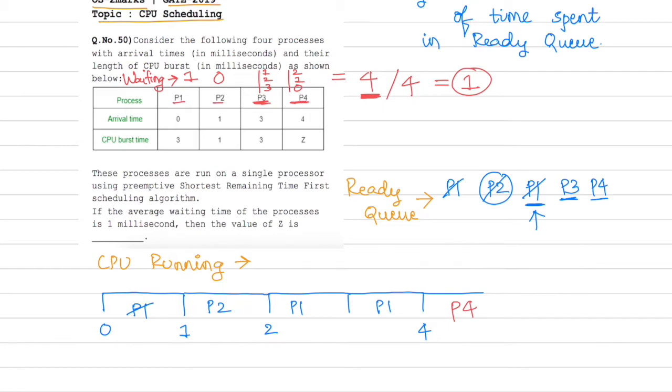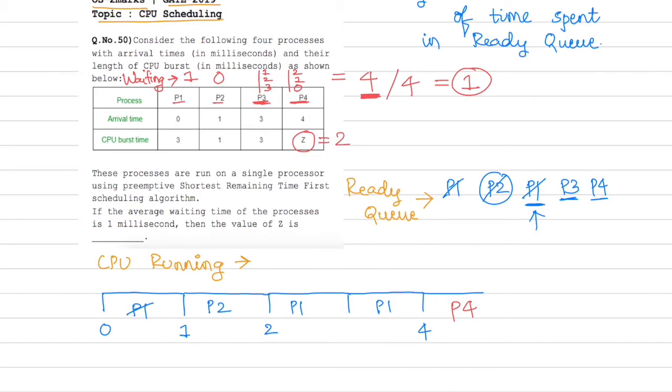And now how long should P4 go? This is what we have to think upon. How long will P4 go with the CPU? Since we want P4 to be selected before P3, its burst time should be less than 3. And we want P3 to wait for another 2 seconds. So P4's value Z should be equal to 2.